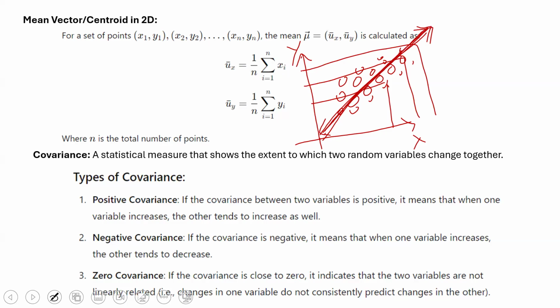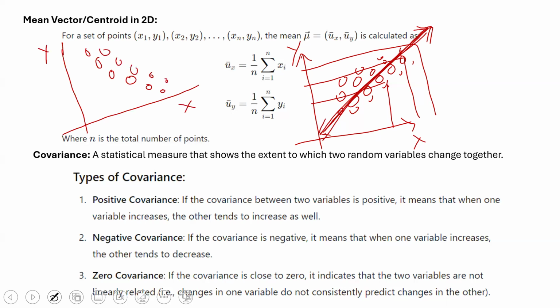Now, what is negative covariance? Negative covariance is just the opposite of positive covariance. It means that when one variable is increasing, the other variable is decreasing. If you want to represent that in 2D, this is how the points look. When x increases, y is decreasing, right?